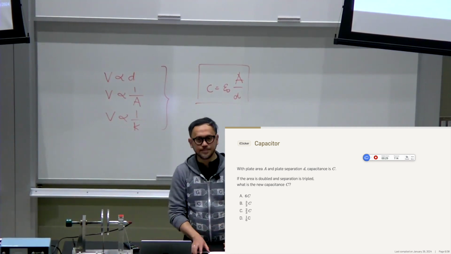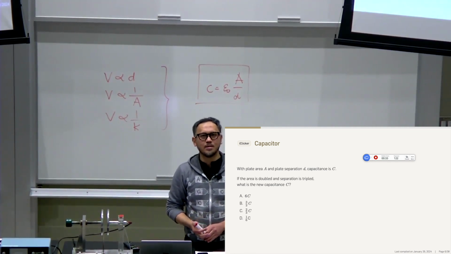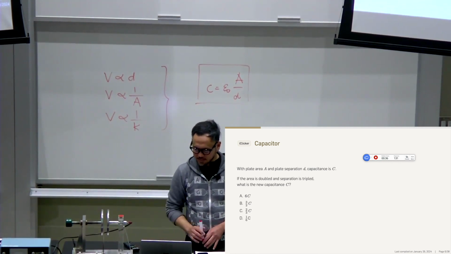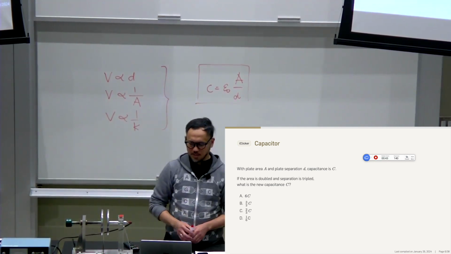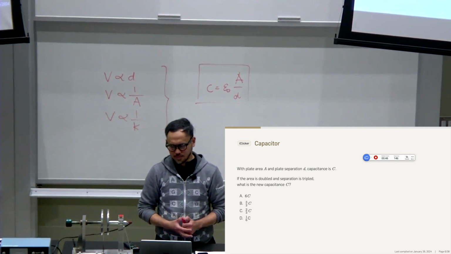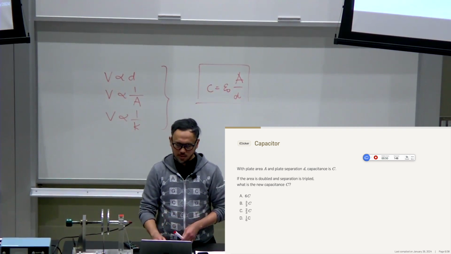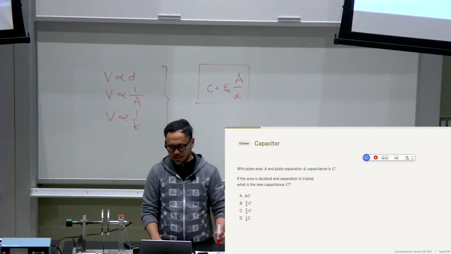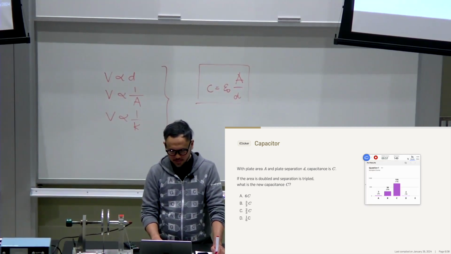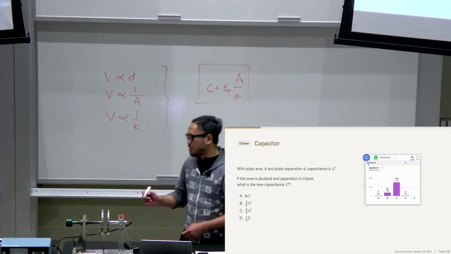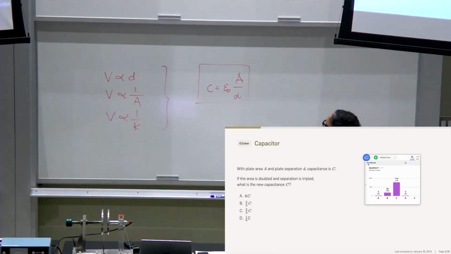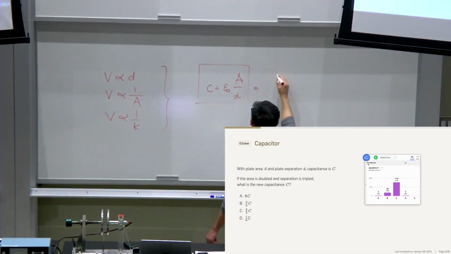30 more seconds. All right, so I think almost all of you have answered the question. 5 more seconds. All right, so what is the answer? So the formula is given here. The dielectric is still vacuum, so no dielectric material. So the new area is what, twice? Twice.